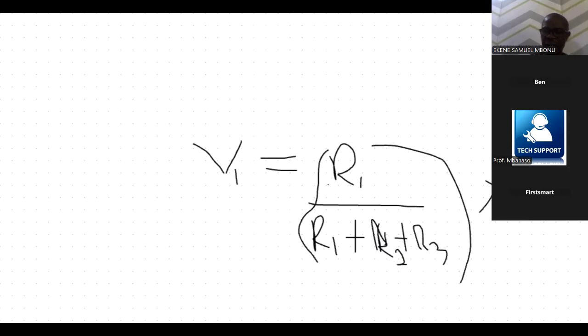And if that is the case, what do you think will be the value of V2? V2 should be R2 all over R1, R2, and R3 multiplied by V. Okay. So the same thing applies to V3.